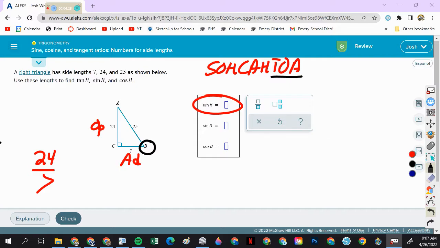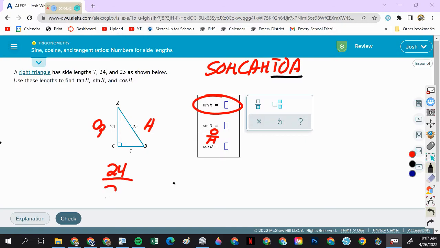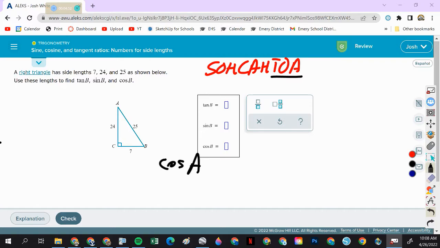Okay, the sine of B. Sine is opposite over hypotenuse. So opposite over hypotenuse, it'd be 24 over 25. Okay. What if I asked for the cosine of A? So this is my angle, and cosine is A over H. Then the cosine would be A divided by H, 24 over 25.